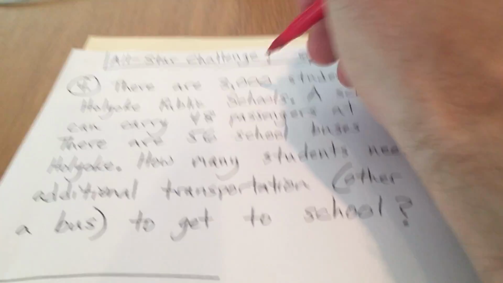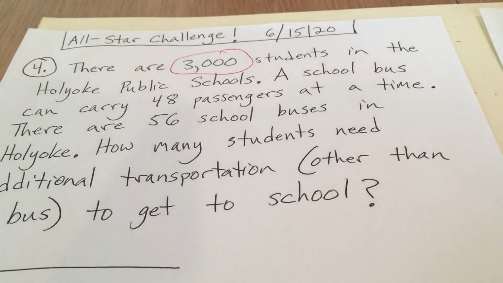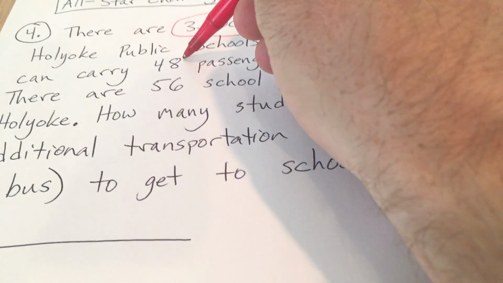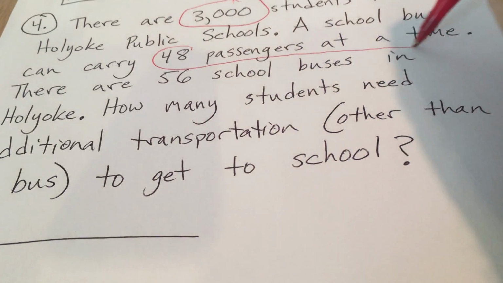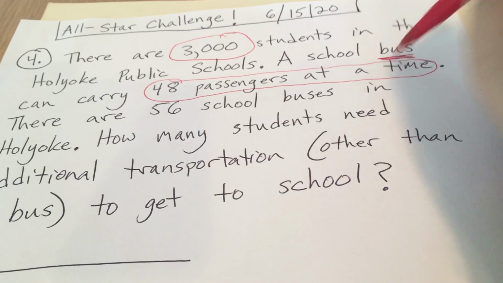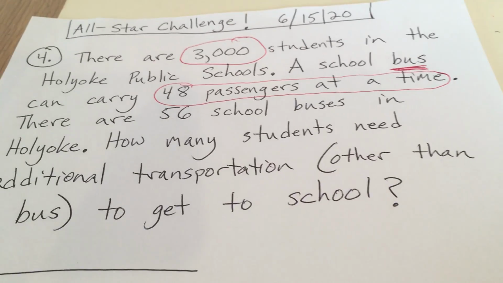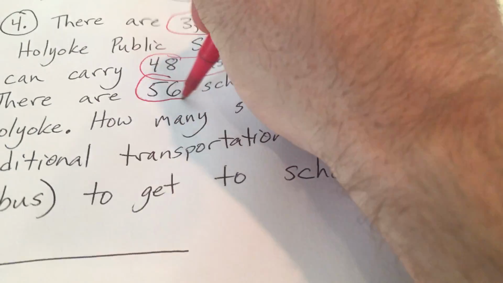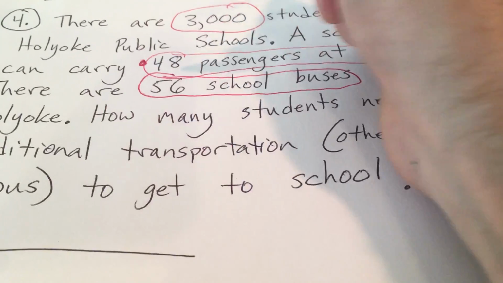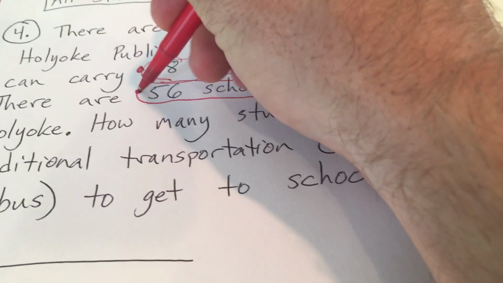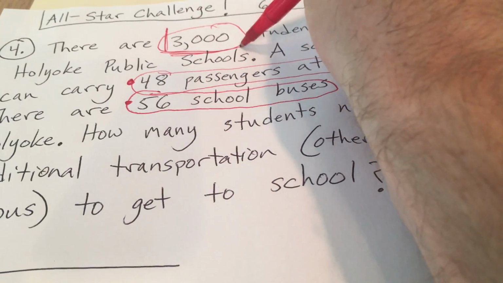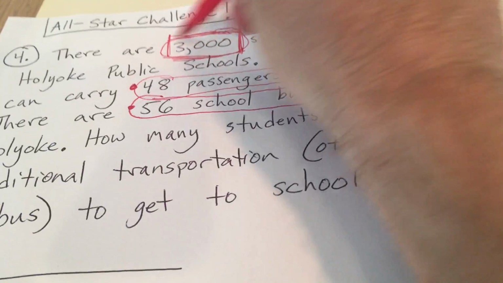Okay, so there are 3,000 students in the Holyoke Public Schools, so a total of 3,000 students. A school bus can carry 48 passengers at a time. So the bus can take 48 passengers at a time. There are 56 school buses in Holyoke. So 48 passengers can fit on each bus. There are 56 buses, and the total number of students is 3,000 in Holyoke.